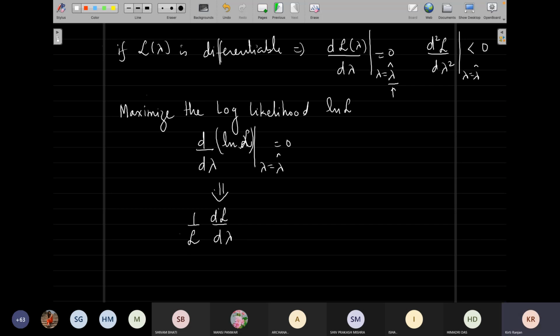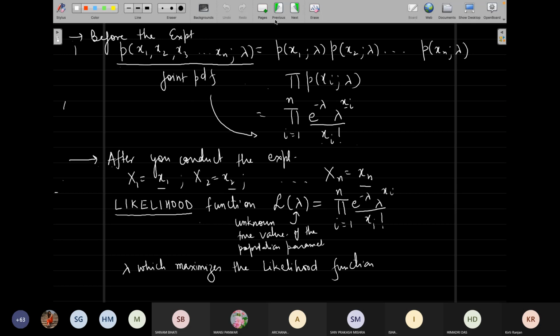Now, can I always do this? I can always do this if I know something about L: if it is positive, greater than 0. Then you can always do that. So instead of equating dL over d lambda to 0, you can do 1 over L dL over d lambda equal to 0, because L is always positive. But is L greater than 0? What is likelihood? Yes, it is positive, since likelihood is probabilities.